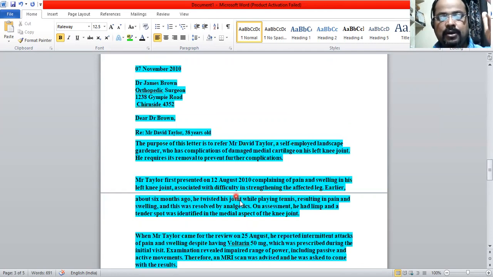About 6 months ago, he twisted his joint while playing tennis. It resulted in pain and swelling, and it was resolved by analgesics. There are 4 or 5 matters there. We have consolidated all of them into one sentence using commas. On assessment, he had a limp and a tender spot was identified in the medial aspect of the knee joint. This is the objective observation, what we have seen; the subjective we have said already.